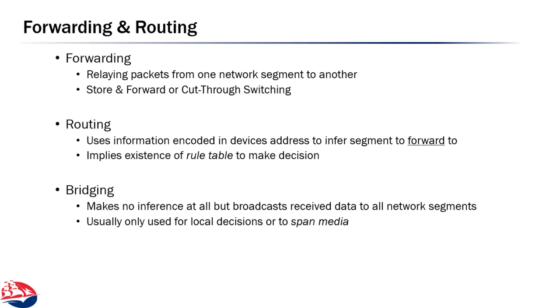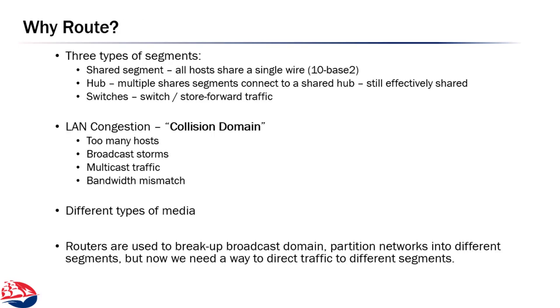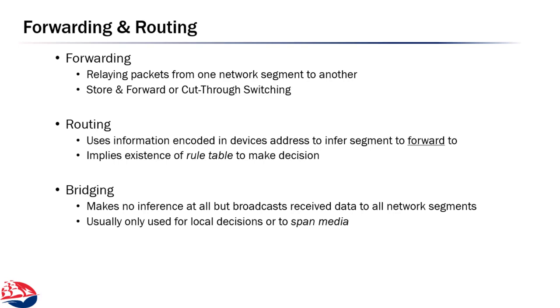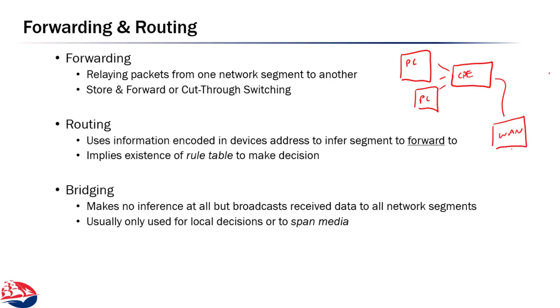Shifting gears a little bit: forwarding, routing, and bridging. The idea is, part of our network is going to have our local devices, like our PCs, connected to some kind of customer premises equipment, and eventually those are going to be connected to some kind of WAN, which is then connected to different customer premises equipment to, say, some remote web server.